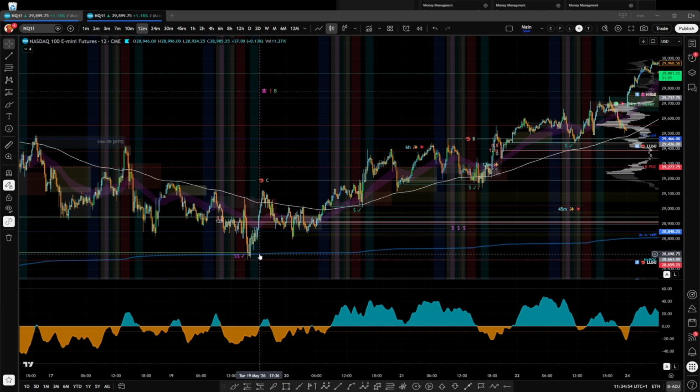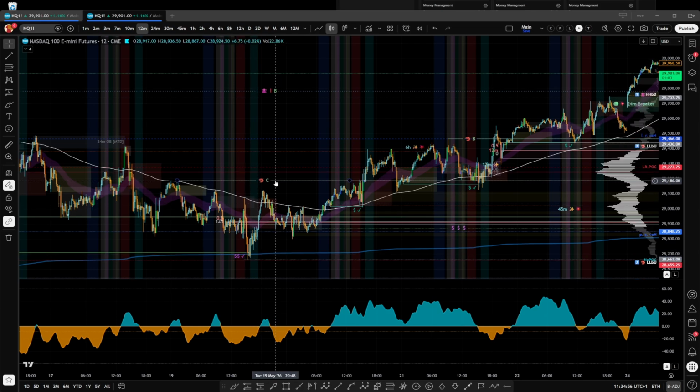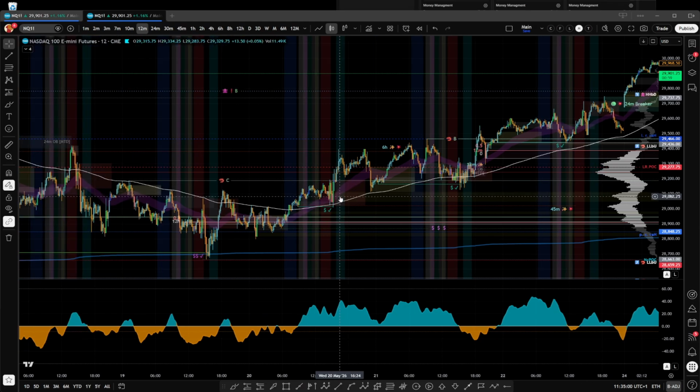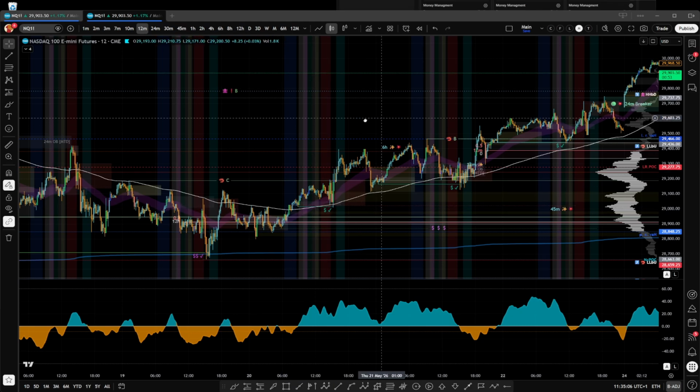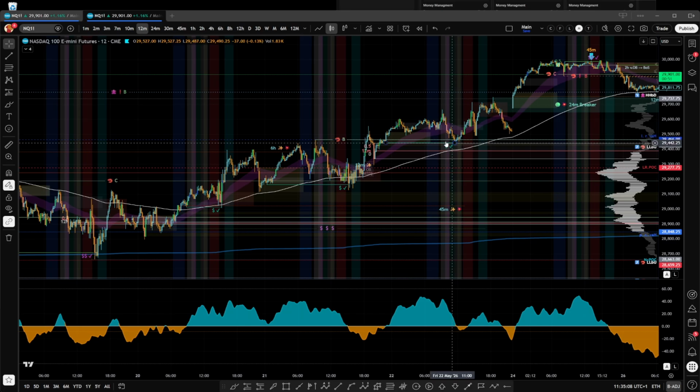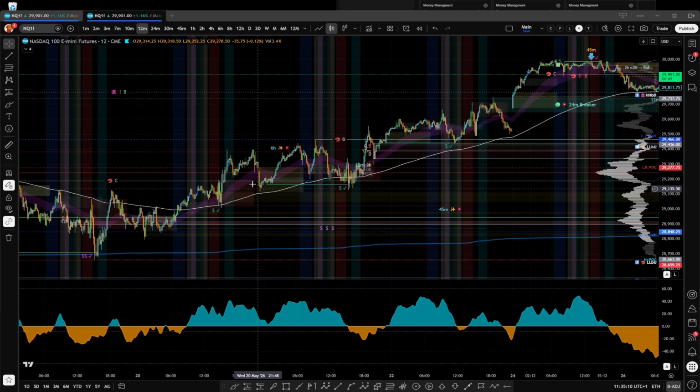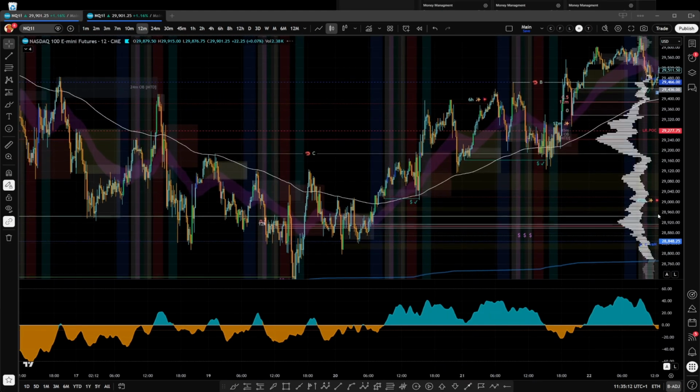We came onto an anchored VWAP, had a little cheeky change of character here. Kept taking very internal liquidity, besides this one. This one's nice, but the rest was kind of very nested liquidity. I'll explain what I mean by that.